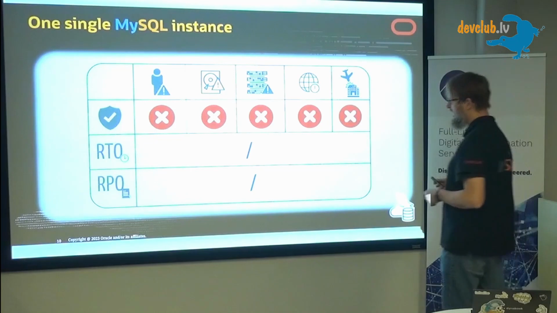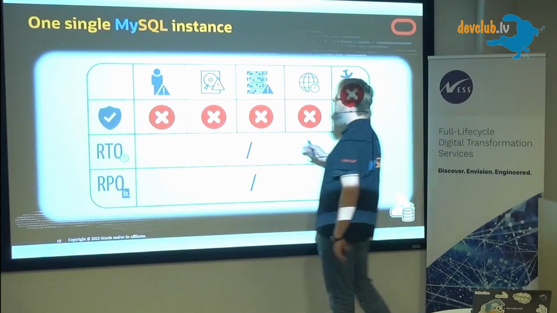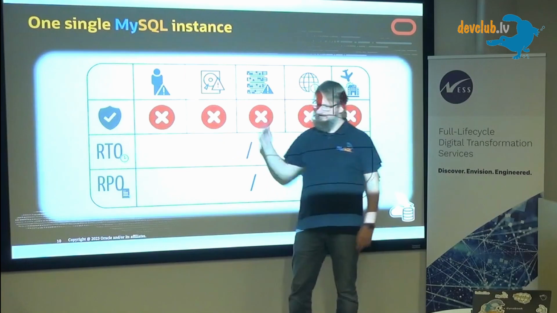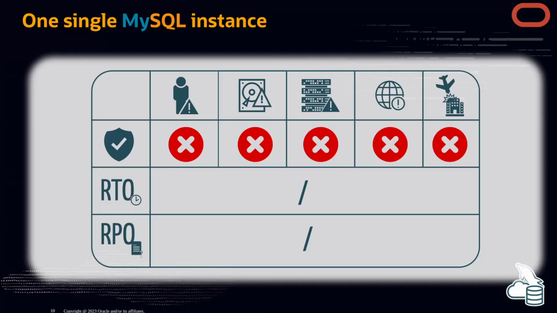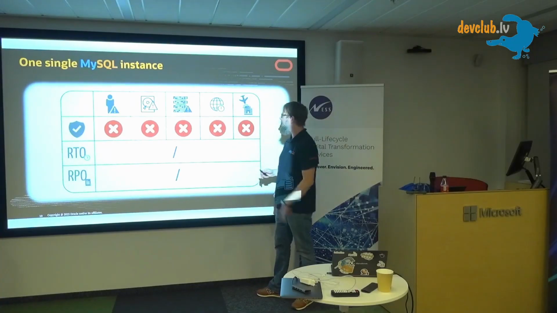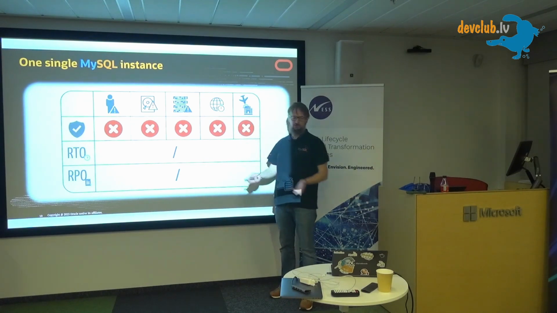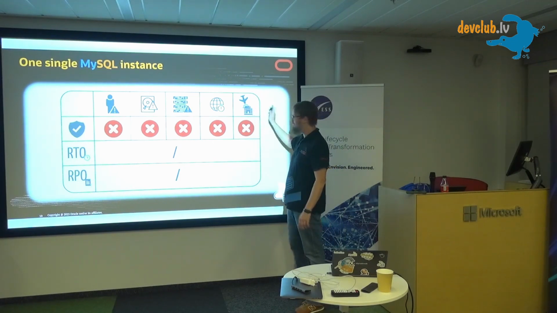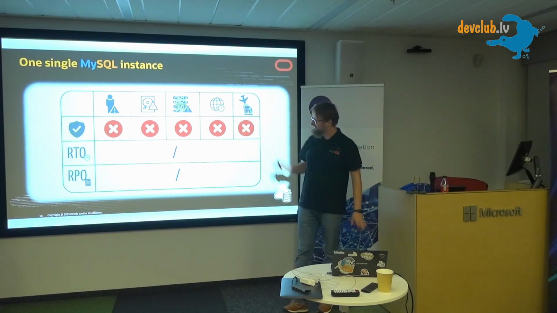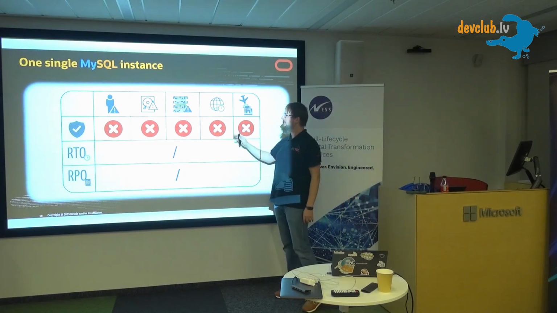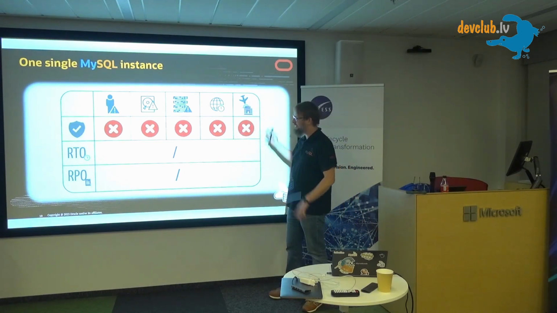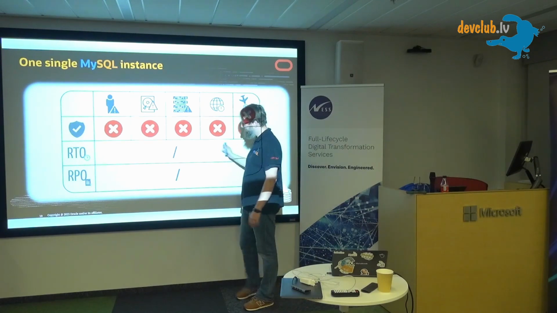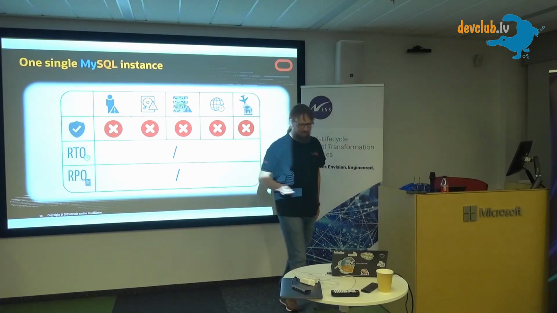On one single instance, if somebody deletes data, it's gone. If your hard disk goes away, you lose your data. If your data center or computer goes away, you lose data. If there is a network issue, you cannot connect to your database. So if something happens to your only single MySQL instance, RTO: not existing. RPO: nothing either.